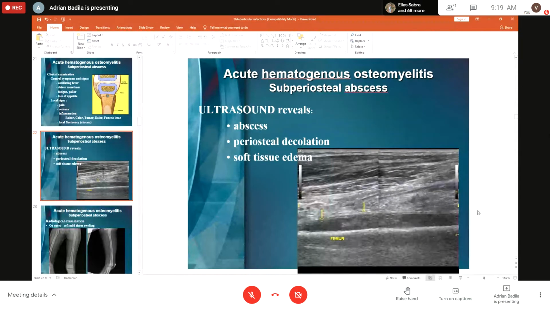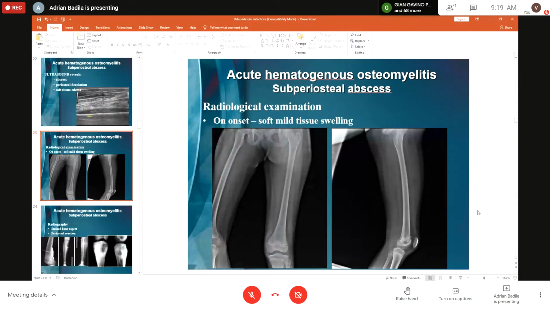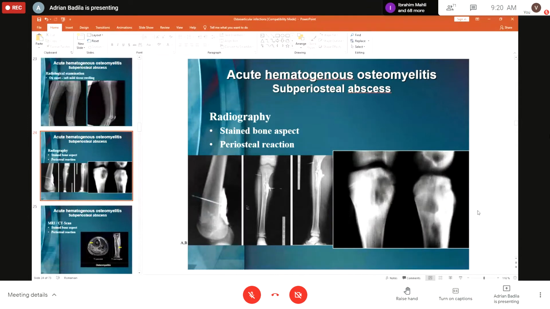The ultrasound will reveal the presence of the abscess, periosteal decollation, and edema at the level of the adjacent soft tissues. At the radiological examination, on onset, we will see only a mild soft swelling, without any lesion at the level of the bone. But in time, we will see stained bone aspect and periosteal reaction like in the images.